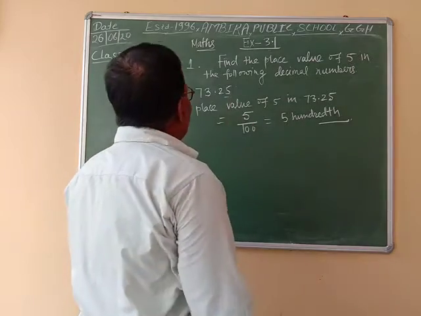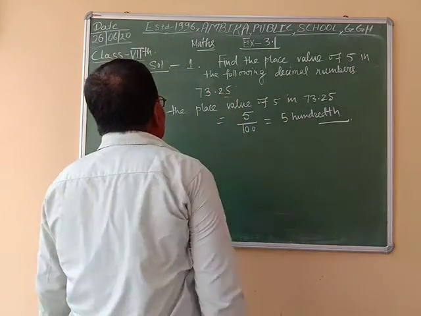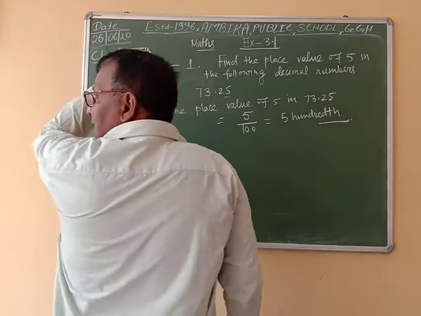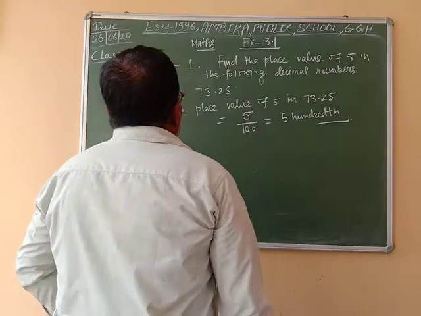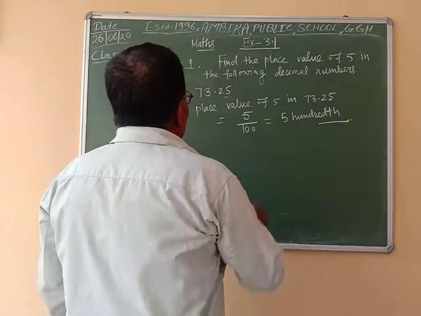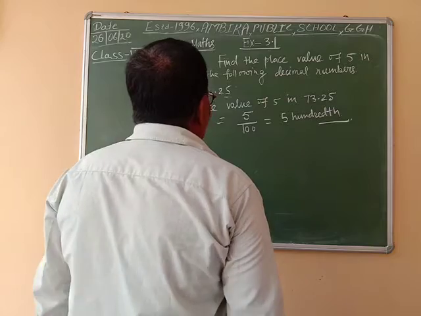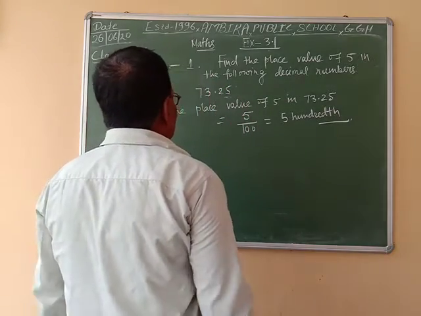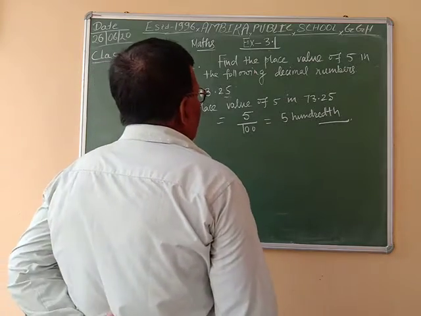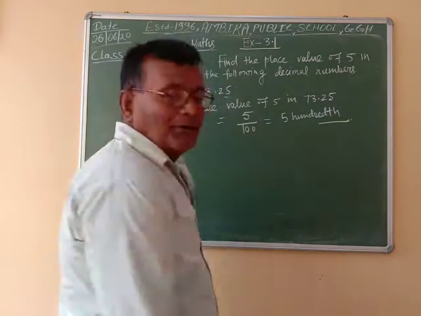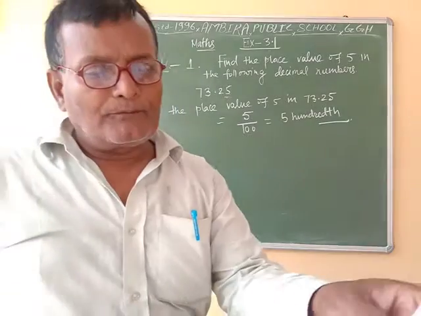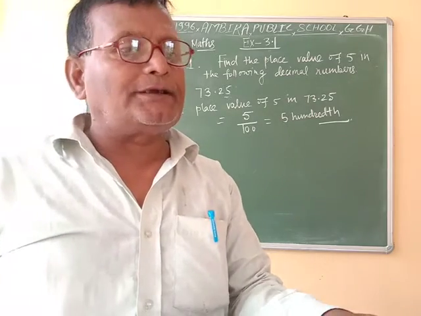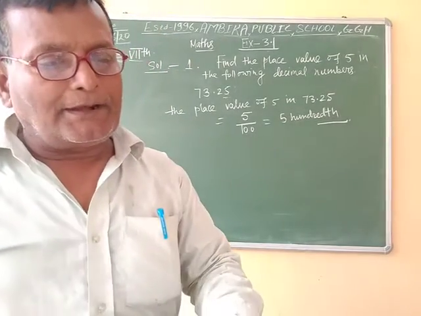We have to find the digit place in number 73.25. We see that 5 is at hundredth place, 2 is at tenth place, and so on. So the place value of 5 in 73.25 is equal to 500. Similarly, you can try to solve these exercises.